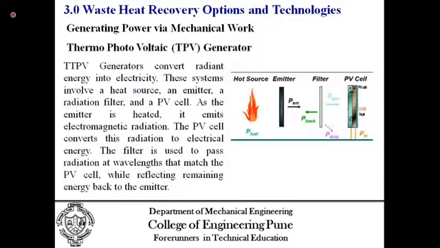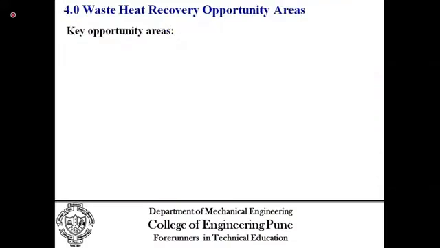Now we are coming to the end of this session, and the different opportunities and key areas wherein we can work are, definitely, to recover low temperature waste heat. There are systems available for high temperature recovery: the economizer, superheater, and air preheater. These are high temperature recovery systems. But low temperature recovery systems are not available, and they should be developed.